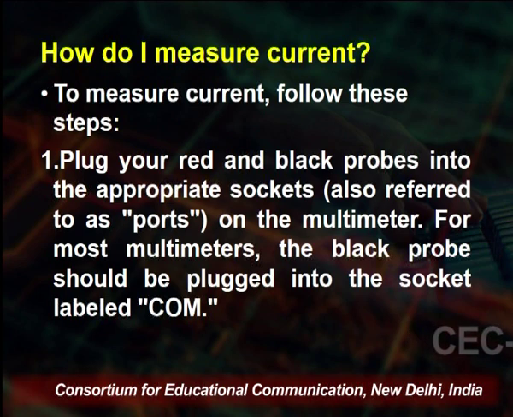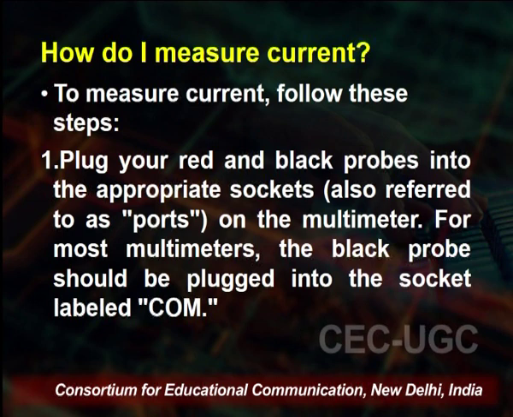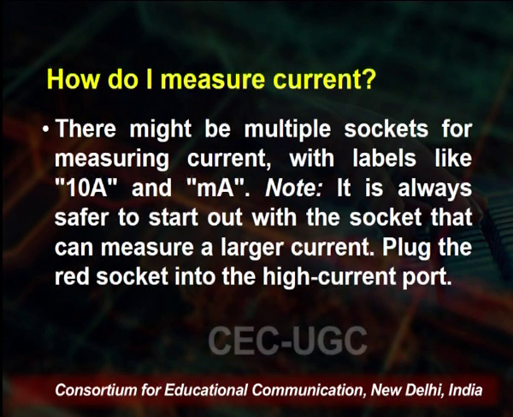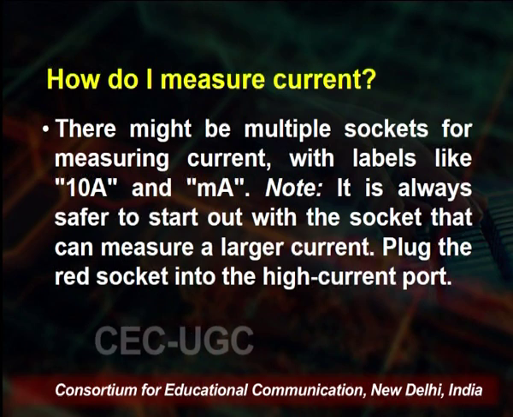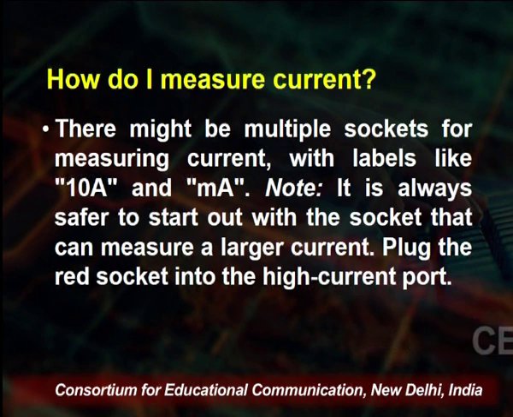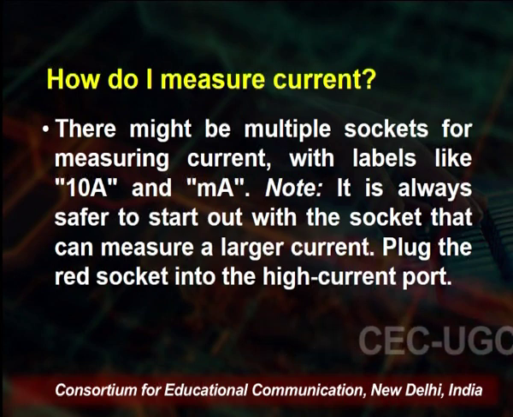Now the second part is how we measure the current flow. Again, we connect the black and red probes into the appropriate sockets on the multimeter. For most multimeters, the black probe should be plugged into the socket labeled COM, and there might be multiple sockets for measuring current, with labels like 10 ampere or milliampere. It is always safer to start with the socket that can measure a larger current. So plug the red probe into the high current port so that the value can be measured.